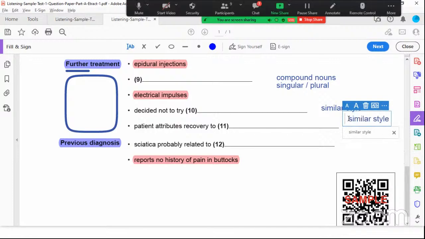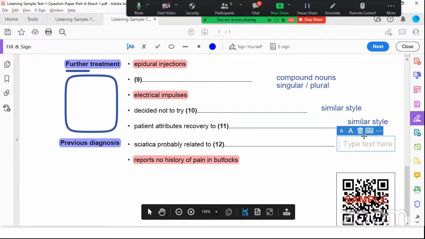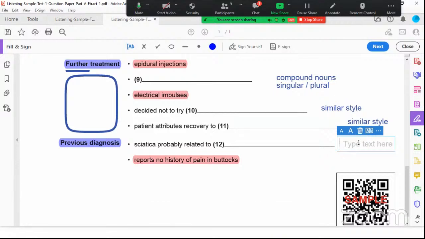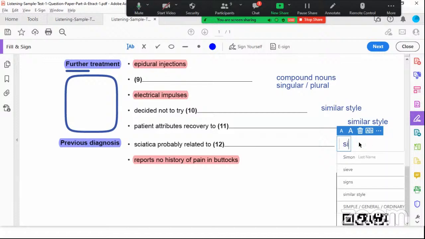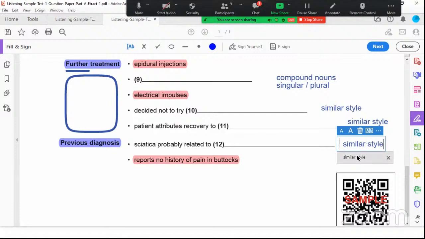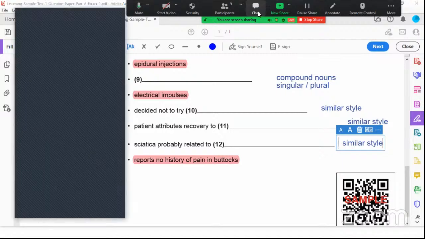So you can guess what all the words may be. Sciatica probably related to something. Related to what? Related to overdose or maybe side effects. Relation to what? Regarding what? Concerning what? So find out similar style. Physiotherapy.